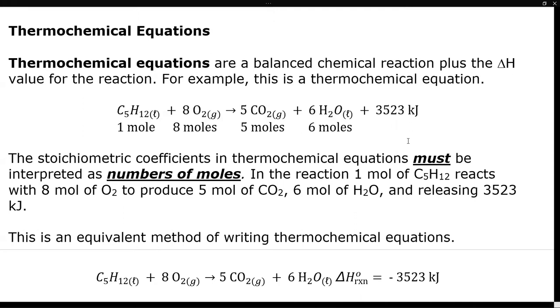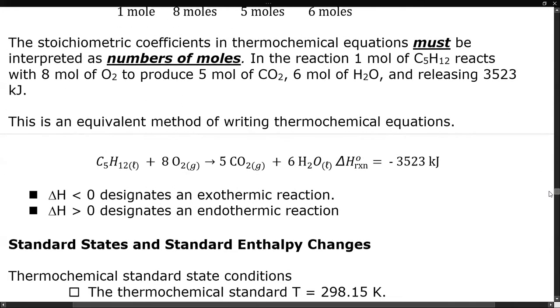Now, for that to be a valid heat for this reaction, the stoichiometric coefficients must be interpreted as moles. So we say 1 mole of pentane, 8 moles of oxygen reacting to form 5 moles of CO2 and 6 moles of H2O in the liquid phase. Equivalently, we could just as easily say that same reaction where the delta H is a negative 3,523 kilojoules. Remember, negative would mean it's exothermic, positive would mean it's endothermic.